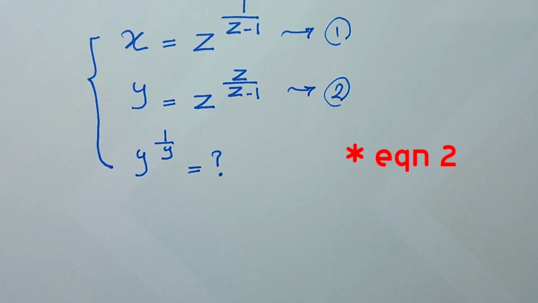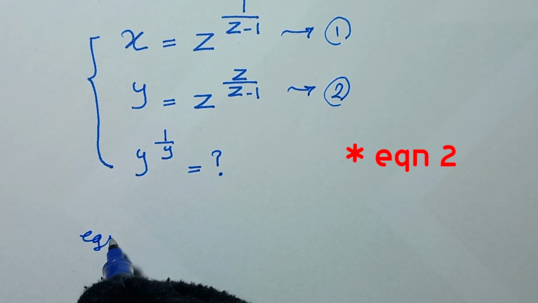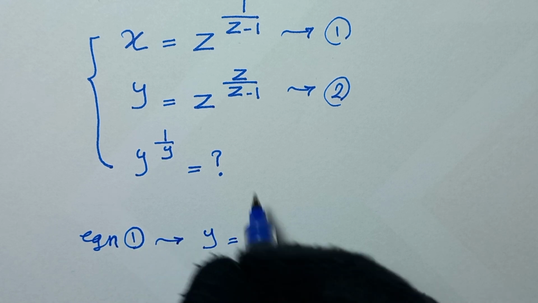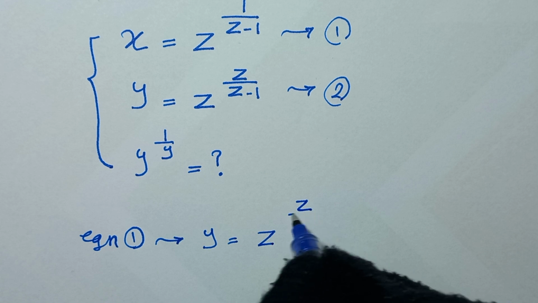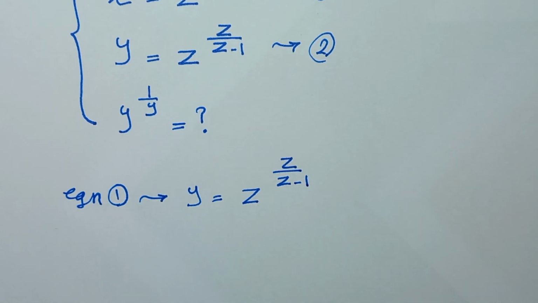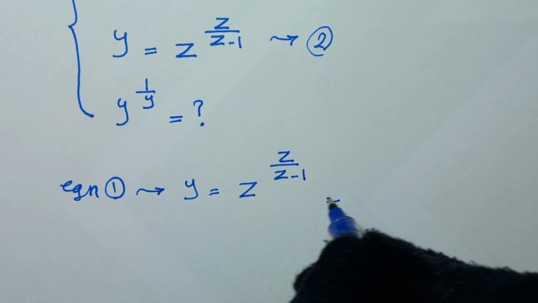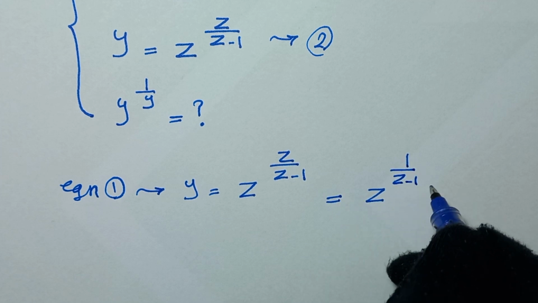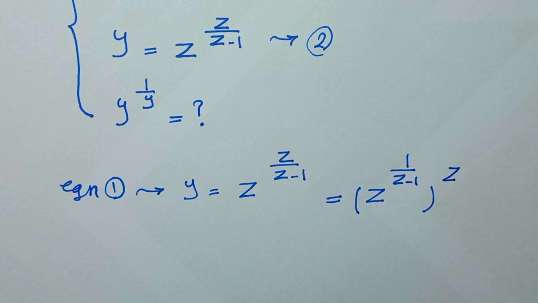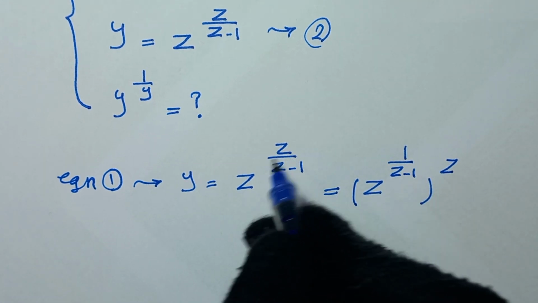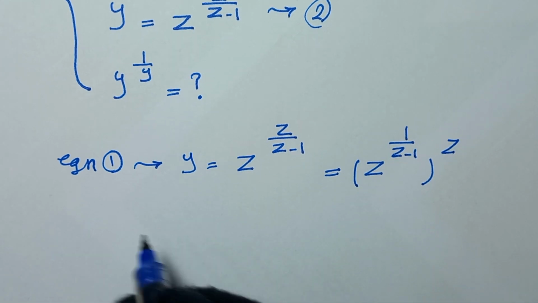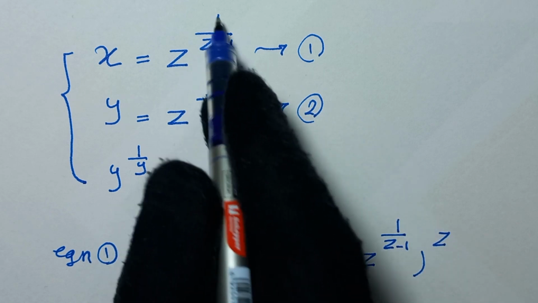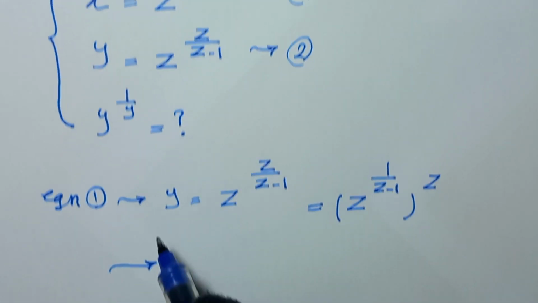From equation 1, in here, we have y is equal to z to the power of z over z minus 1. And here we can write this as z to the power of 1 over z minus 1, to the power of z, right? This times this will be z over z minus 1. So, in the next step, from equation 1, in here, z to the power of 1 over z minus 1 is x. So, this is equal to x.